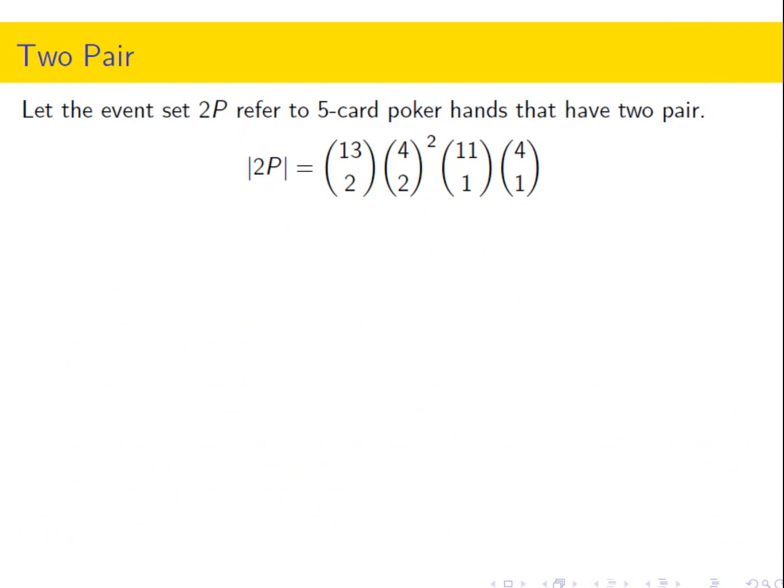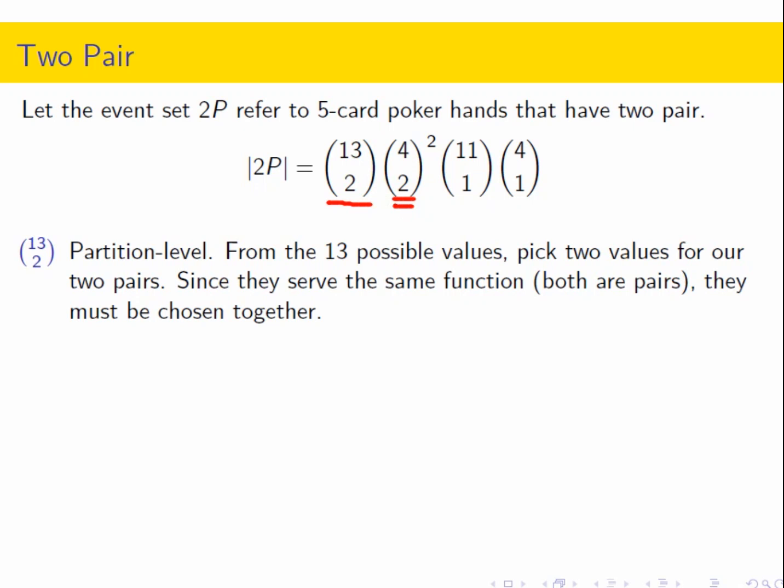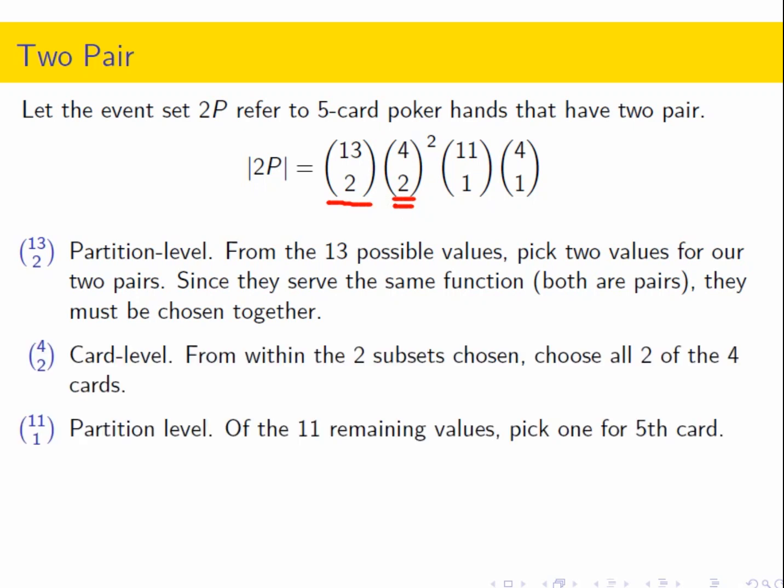So with 2-pair, we are going to start picking at the partition level. And because we have 2 pairs, they're going to be serving exactly the same function, right? When I do 13 choose 2, both values I'm picking are going to have 2 cards chosen that go into my hand. So they'll get picked all at once. So this first partition level pick, 13 choose 2, gets me the pairs. Then the 4 choose 2 squared, that goes into each of those 2 values and grabs me 2 cards. So now I have 4 cards in my hand after this 4 choose 2 squared.